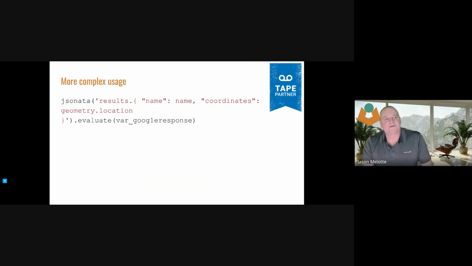So what happens if you want to do something a little bit more complex? If you've got a really big JSON, then basically you don't want all of the garbage that, for example, in this case, Google sends you when you ask it for a location. All you probably want is the name and the coordinates. Well, that's how you can do it.